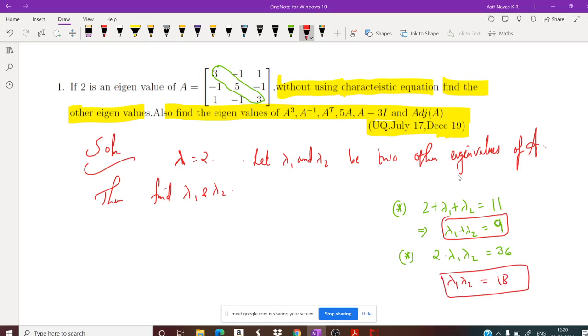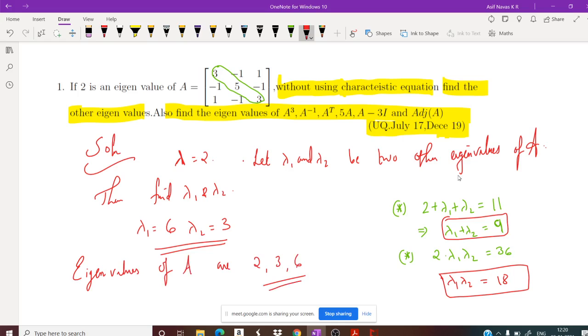So the product of two numbers is 18 and the sum of two numbers is 9. Then what are lambda 1 and lambda 2? 6 and 3. Good. So what are the eigenvalues of A? Eigenvalues of A are 2, 3, 6. Okay, 2, 3, 6. Is it clear? Anybody have any doubt? It's all clear, right?